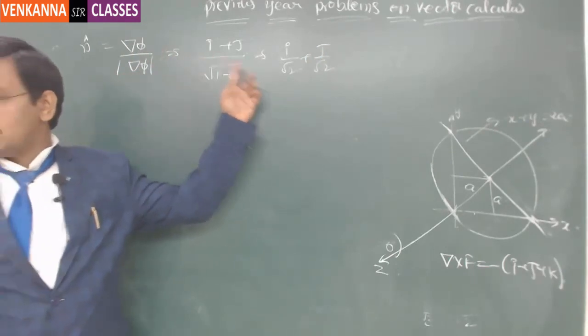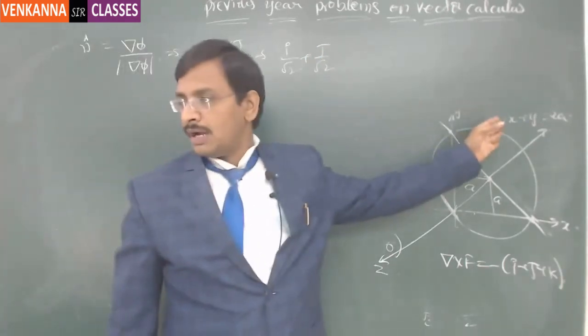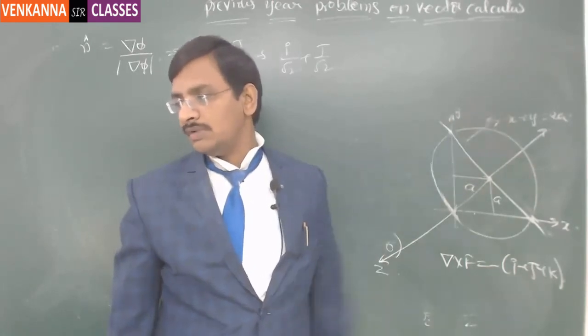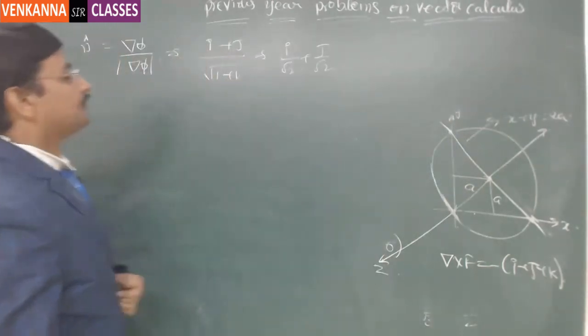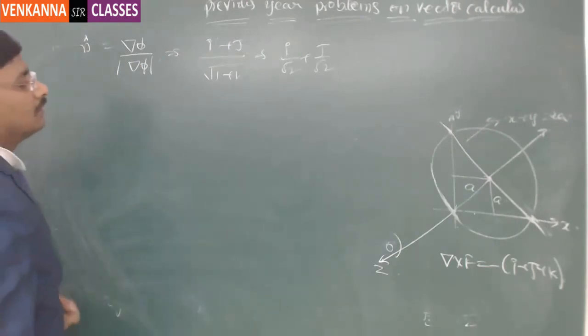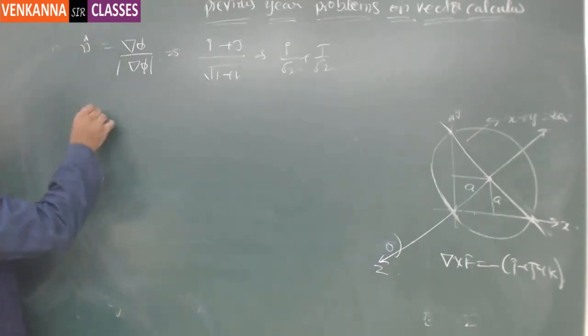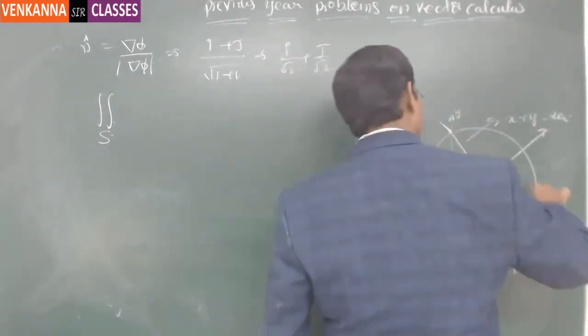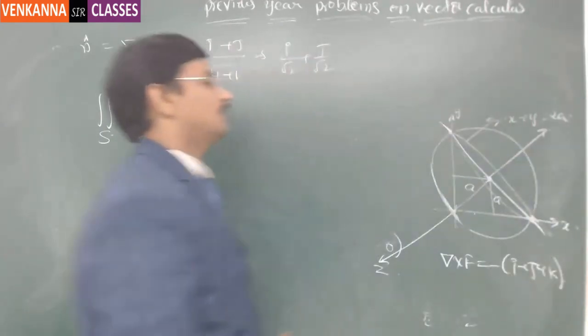Del phi is dou by dou x operated on this I times, and dou by dou y operated on this again, and dou by dou z anyway 0. So this is the unit normal vector. Now this is going to be the double integral over the surface S, the surface given by this particular shape. So this is a circular shape for us.